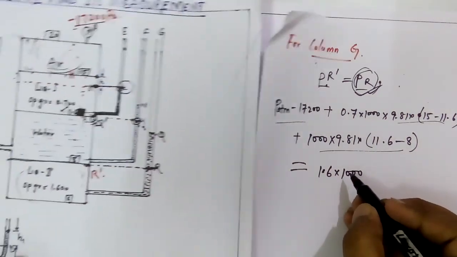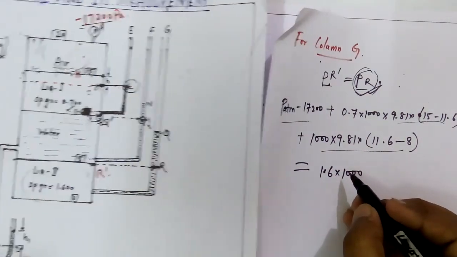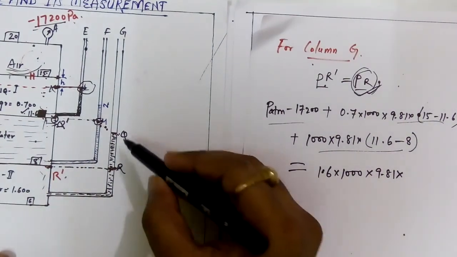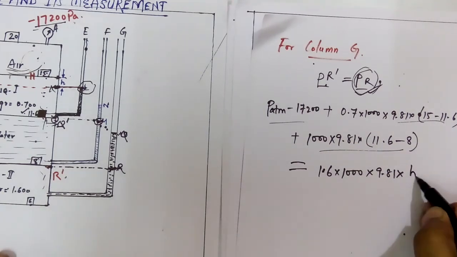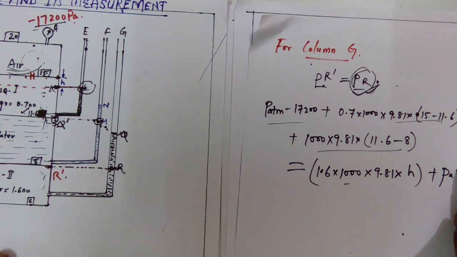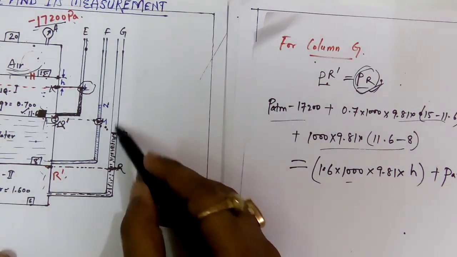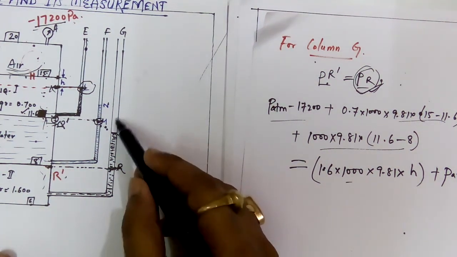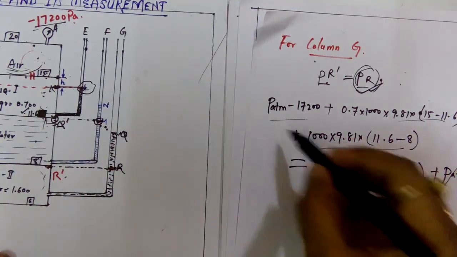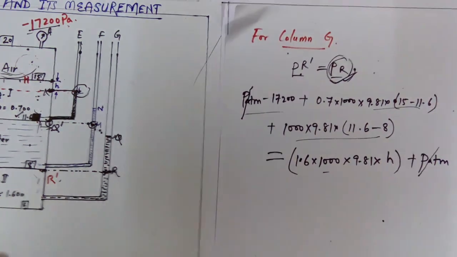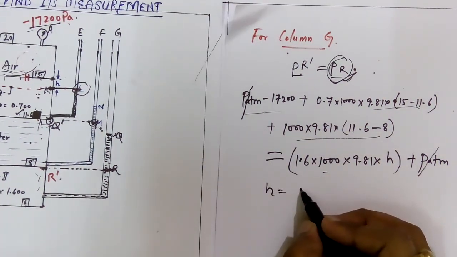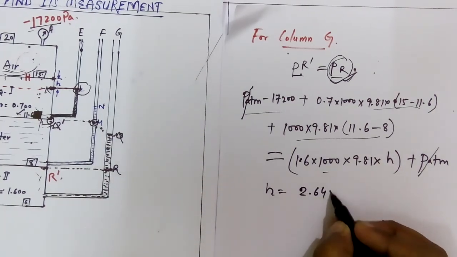Specific gravity of liquid 2 is given as 1.6, into 9.81 into this height. Suppose I need to find out H: rho g H plus P atm. Why P atm? Because this is open to atmosphere, there is some atmospheric pressure. So P atm cancels out. If you find out this value H, you will get 2.64 meters.